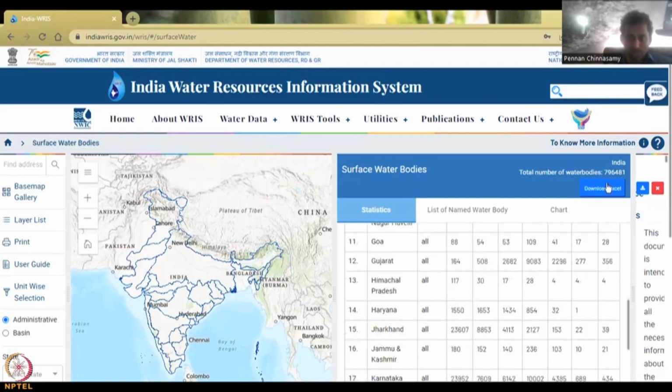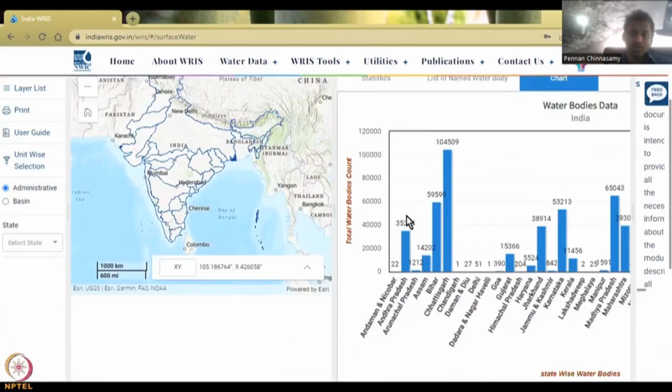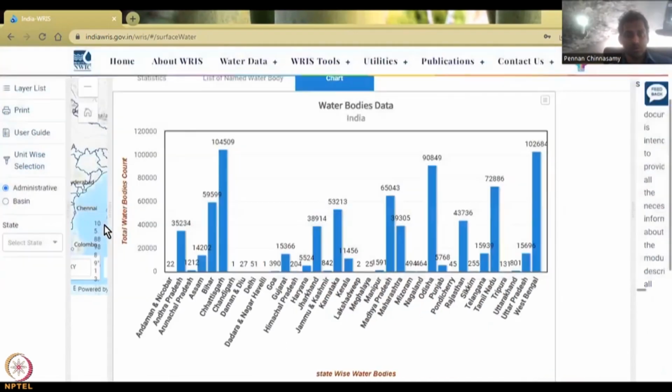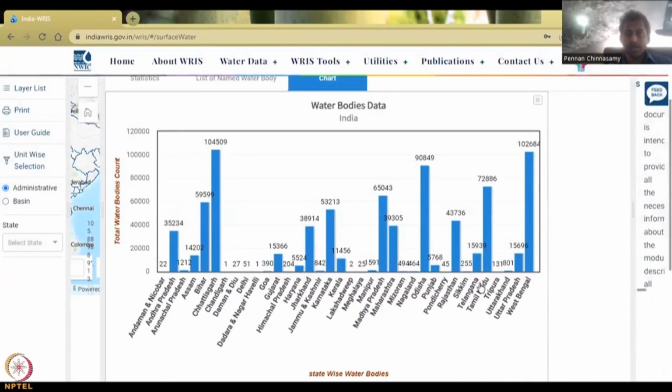You can also download this. We view it as a chart, which does take some time to make. There it goes. So as per the chart, you can see the number of water bodies count. You could see that Chhattisgarh has one of the highest number of water bodies. I'm just going to make this small so that you can see the whole graph. Yes, it is the highest, followed by West Bengal. So these are small states, but they have the highest number of water bodies.